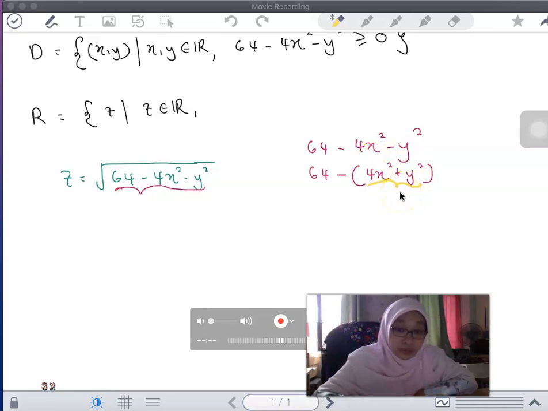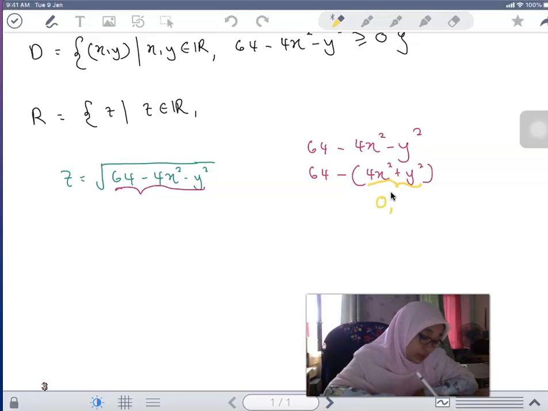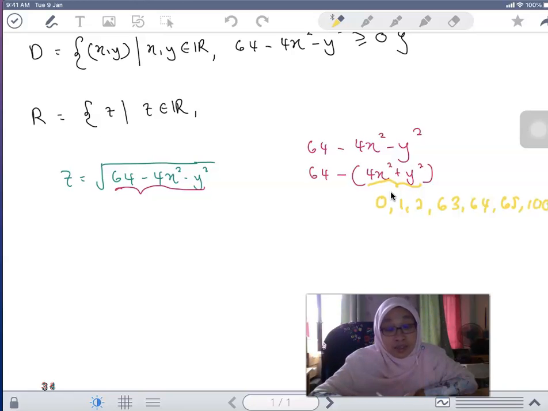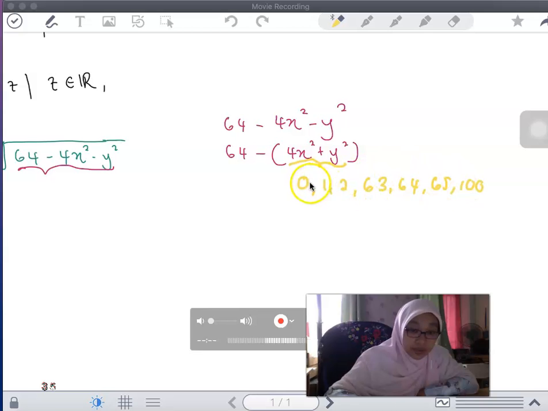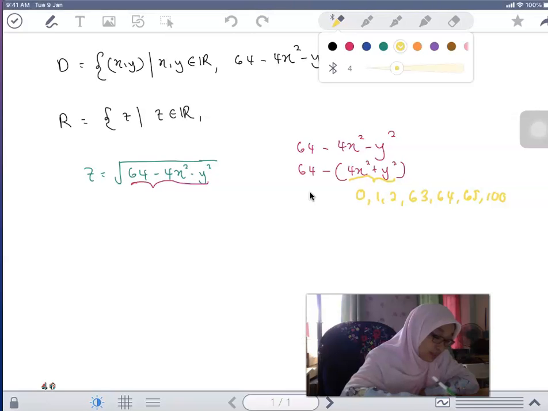So now if this one is always positive, then the smallest value is 0. So 0, 1, 2, 63, 64, 65, 100. Okay, and you can list many more numbers, but we don't want to waste our time, as long as you can see the pattern. All right, so now by taking all the values that we can have in the bracket, we want to compute the z. So remember the z here has a square root.